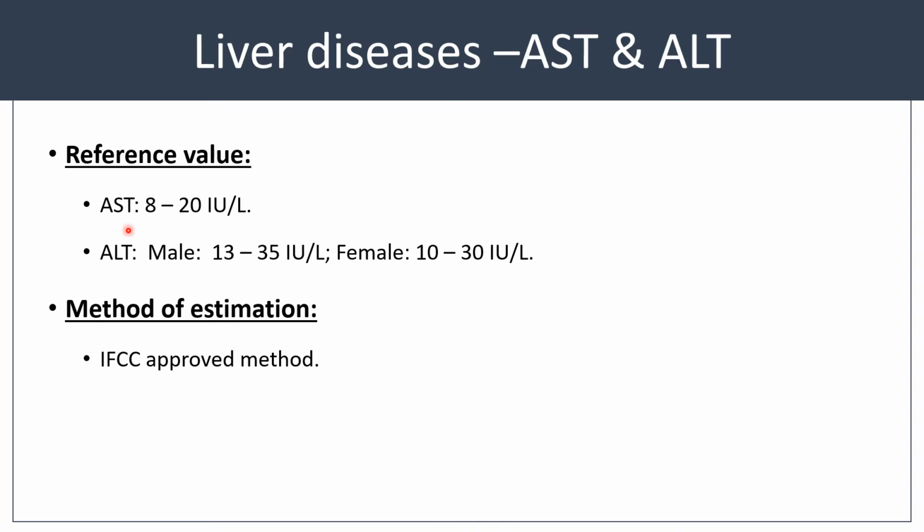So the reference value for AST is 8 to 20 international units per liter, and for ALT, for male it is 13 to 35, and for female it is 10 to 30 international units per liter. Both the analytes are estimated by the IFCC approved method.